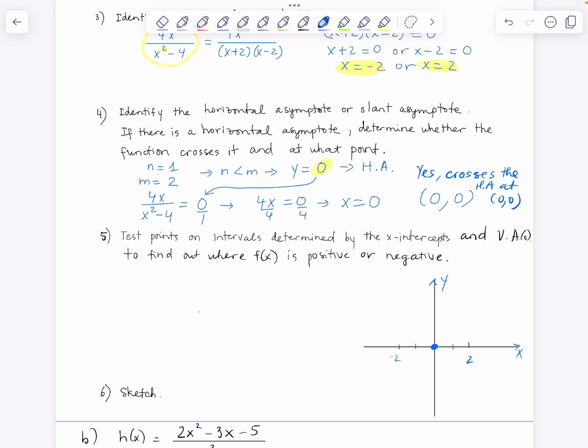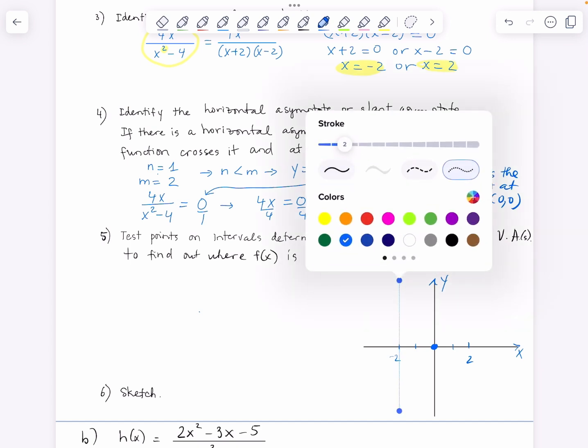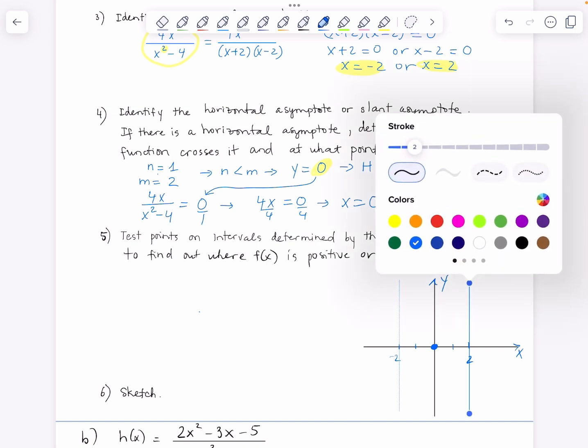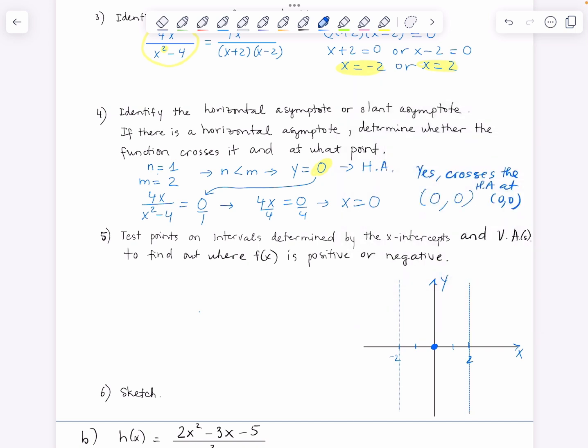I'm going to go ahead and draw the vertical line through those x values. And I'm going to make it a dotted line because it shouldn't be part of the graph. It's just to help determine the shape of the graph. So here's the other vertical line going right through the value x is equal to 2. Again, dotted line. Okay, so let's mark these points.